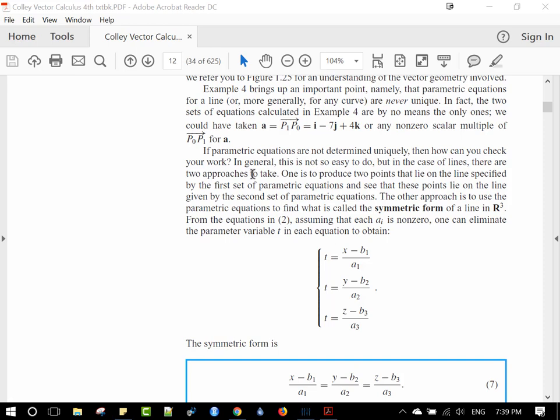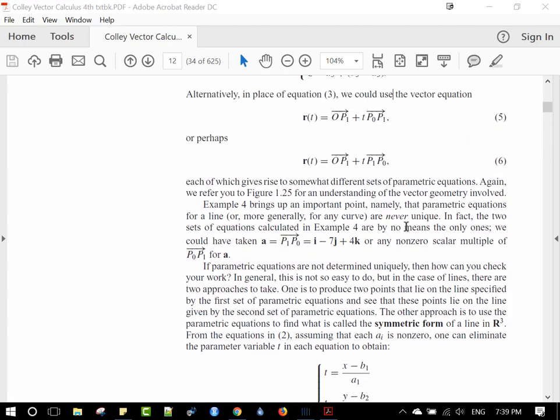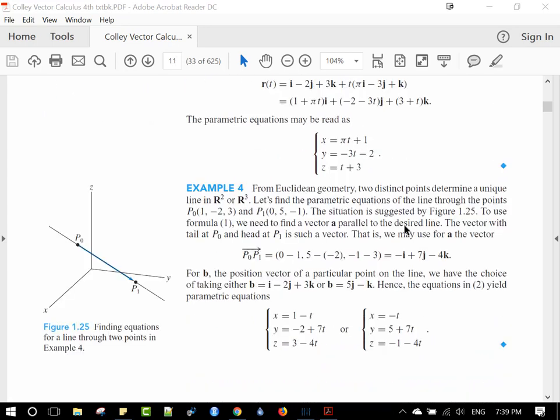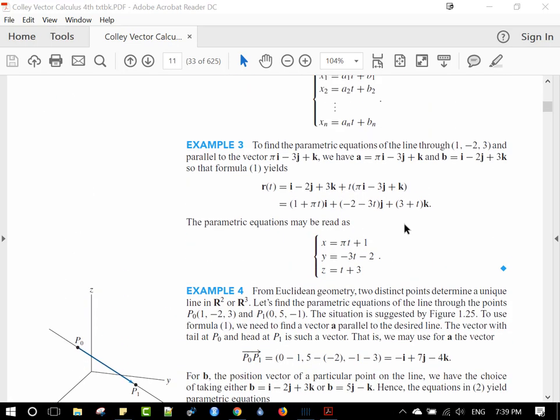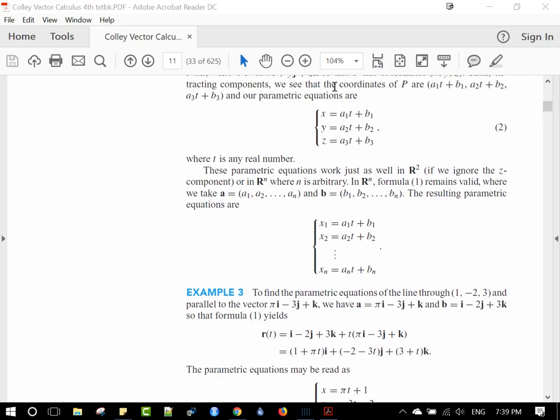From equations 2, assuming that Ai is non-zero, whereas equation 2 here. So we basically want to solve for t here, solve for t here, solve for t here. So in order to do that, we're going to have to divide by A1, we're going to have to divide by A2, we're going to have to divide by A3. So we want to assume that we can do that. That is, we want to assume that they are not 0, so that's what they say.